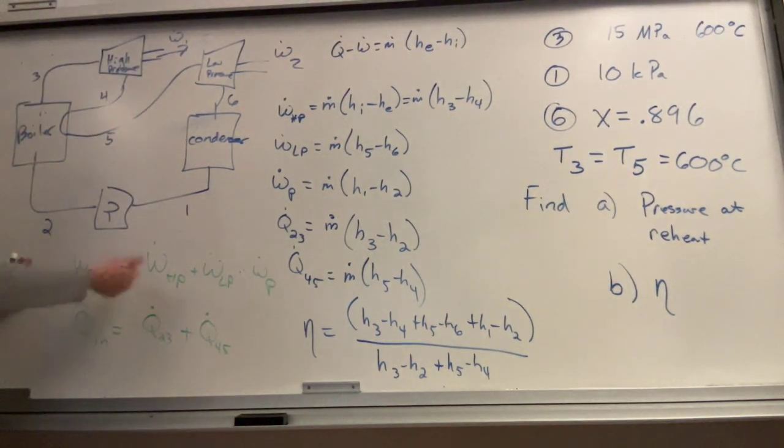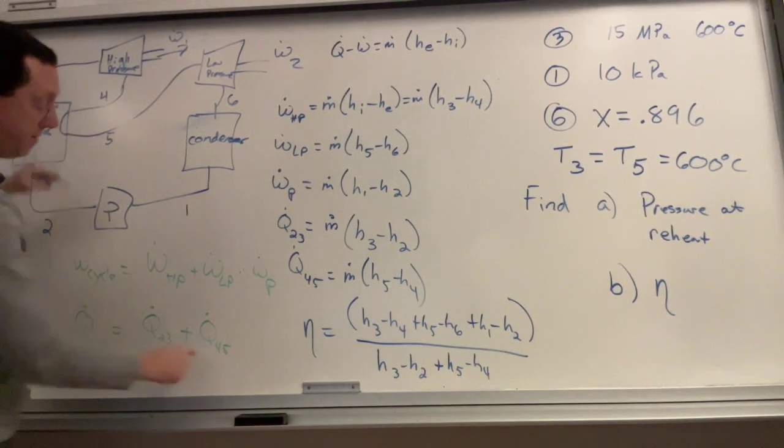Anyways, it's the power of the cycle divided by the total heat into the cycle. So I look at the heat transfer rates into the cycle. That would be the heat both times it goes through the boiler, so that's the heat between states 2 and 3 and 4 and 5.